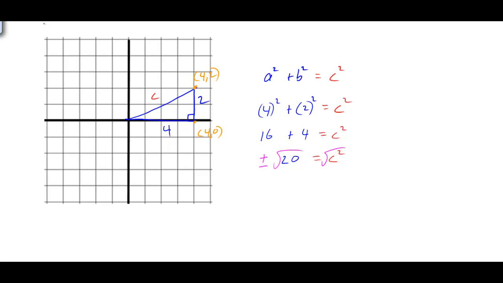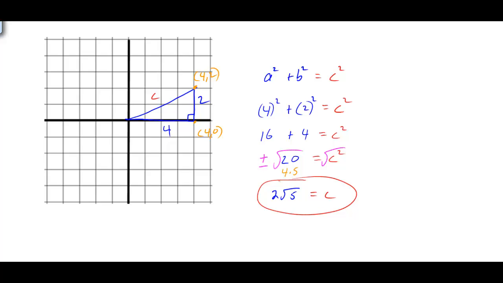So if we take the square root of 20, we could break that down. If you recall how to do this, we could think of 20 as the square root of 4 times 5. I picked 4 times 5 because 4 is a perfect square. We can take the square root of 4 and pull it out front, which makes it 2, and we're left with the square root of 5. Therefore C is equal to 2 square root of 5.